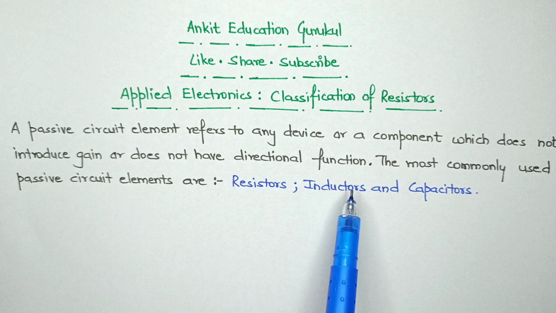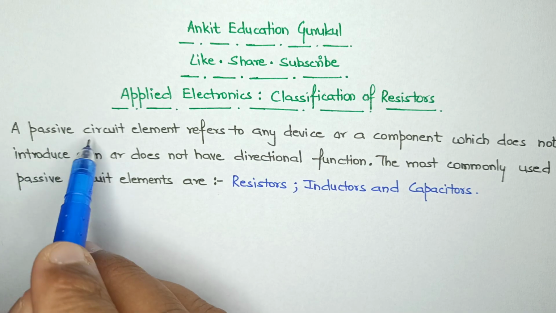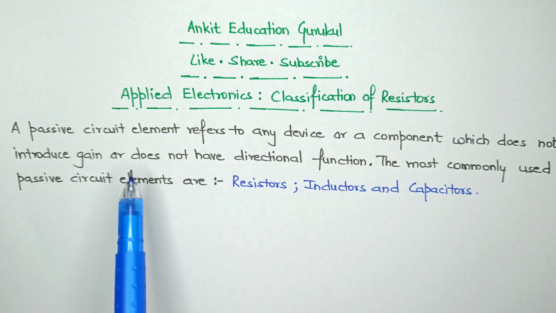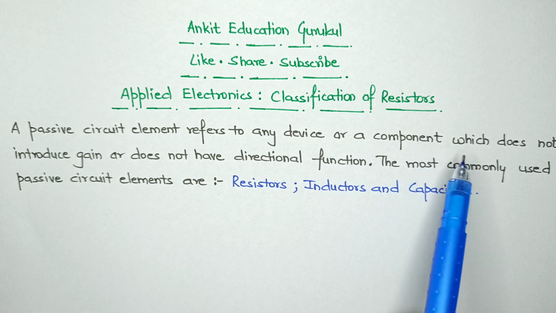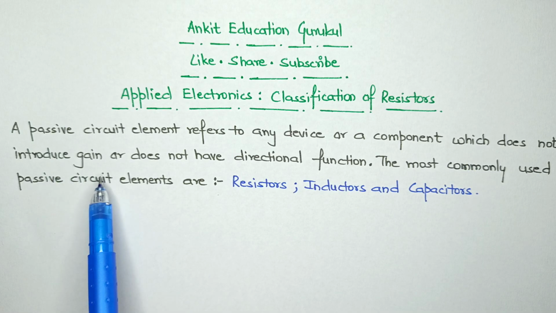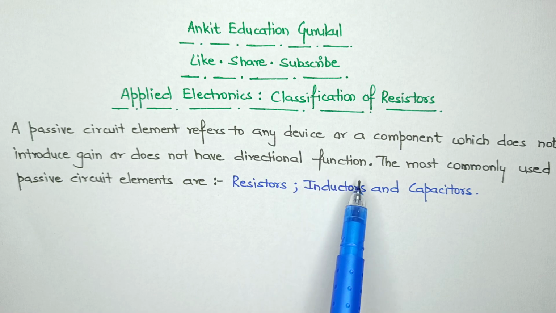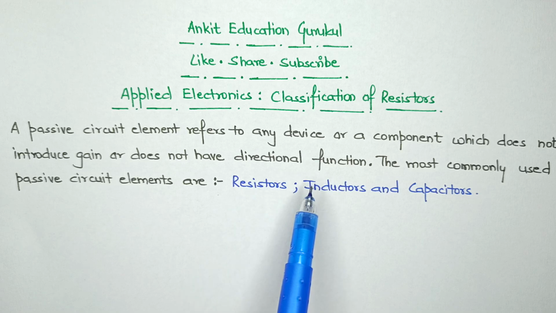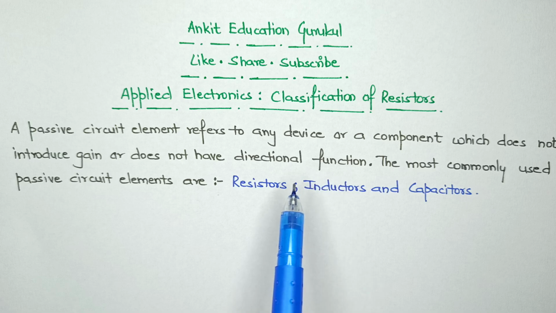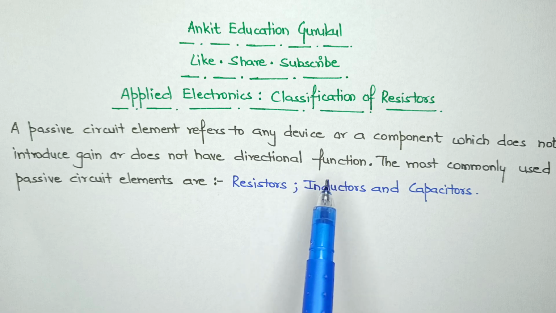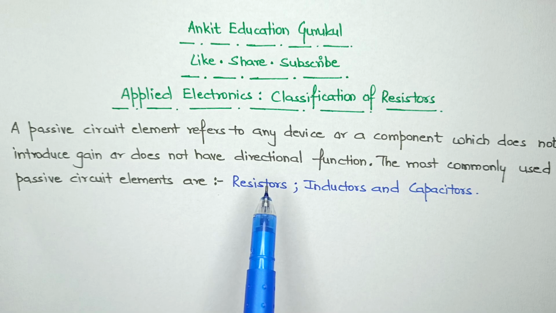Before we begin the discussion, let me tell you what passive circuit elements are all about. Basically, a passive circuit element refers to any device or component which does not introduce gain or have a directional function. Technically, this means they behave in the same manner whatever the direction of the current, and therefore they are known as bilateral devices.